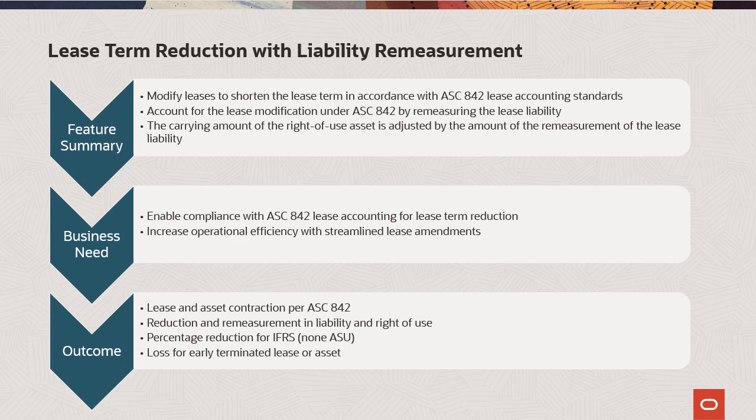The business need includes enabling compliance with ASC 842 lease accounting for lease term reduction, which increases operational efficiency with streamlined lease amendments. Finally, the outcome is the contraction of lease and asset per ASC 842 will have a reduction and remeasurement in liability and right of use. There is a percentage reduction for IFRS but none for ASU, and a loss for an early terminated lease or asset.